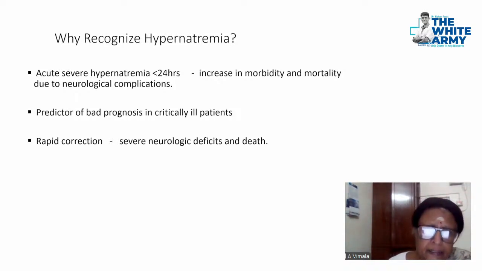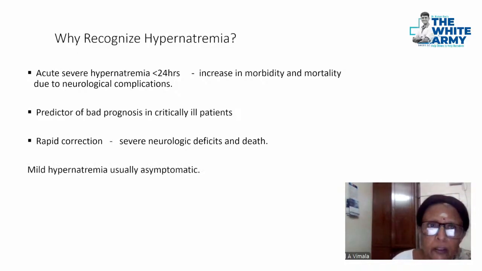Why should we recognize that? Because it is increased morbidity. The patient develops many neurological complications associated with hypernatremia. It is a predictor of bad prognosis in critically ill patients. And just like hyponatremia, the rapid correction of hypernatremia can also result in severe neurological deficit and death. Mild hypernatremia is usually asymptomatic.